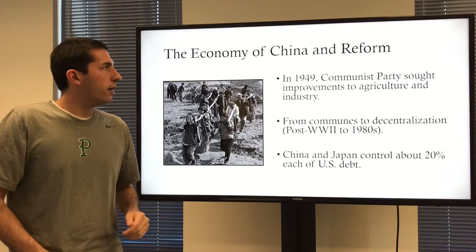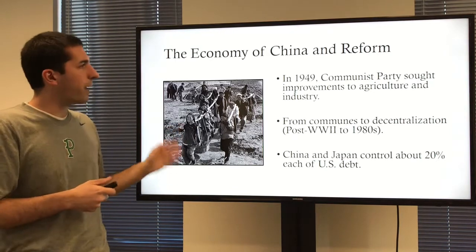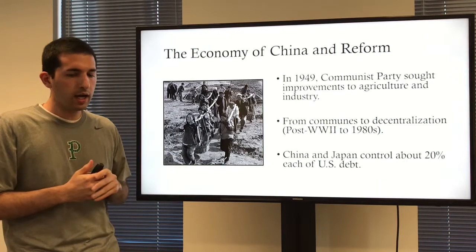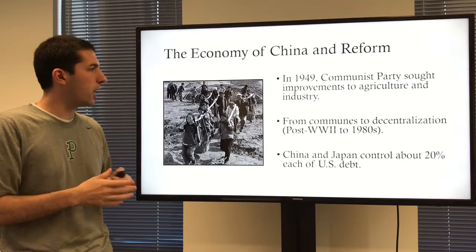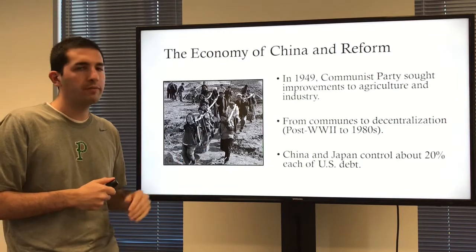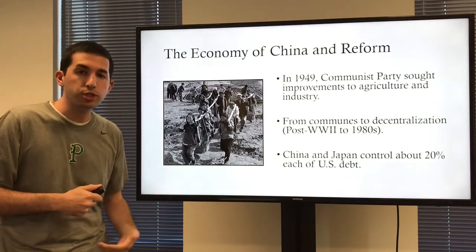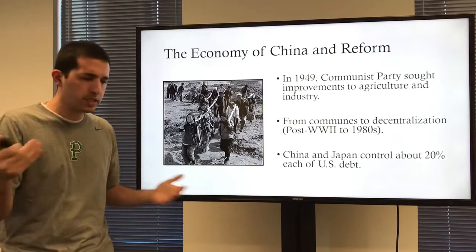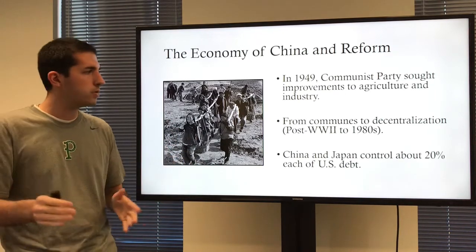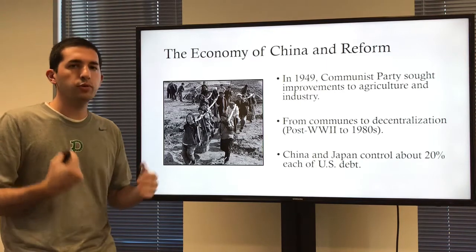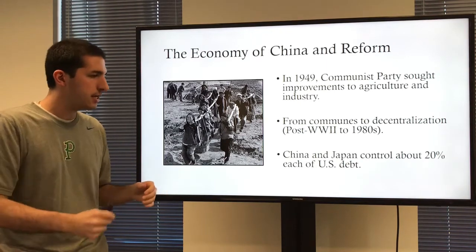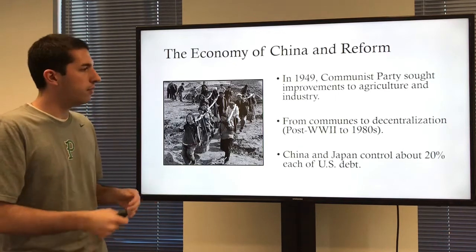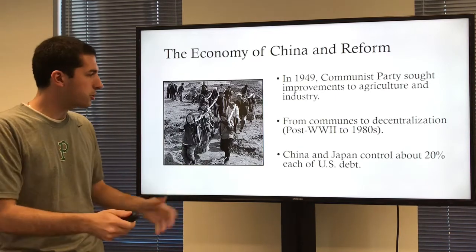So the economy of China and reforms. Again, going back, 1949, the Communist Party sought improvements to agriculture and industry. And the book does a great job of working us through that historical evolution of the Communist Party and its regimes. It moves forward from communes, those farms of 1,600 some odd people, where they're organized into communes, and they eventually gain more and more freedom through decentralization into the 1980s, where they can make small decisions for themselves through the approval of these small-scale leaders.